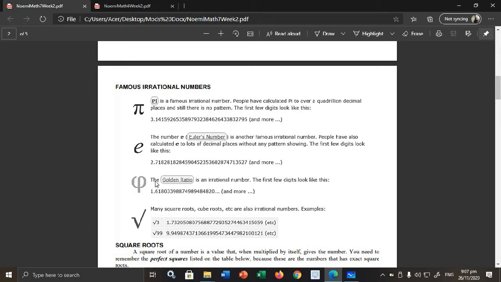As well as this, the third one, we have the golden ratio. Okay, this is also an irrational number because look at its value.